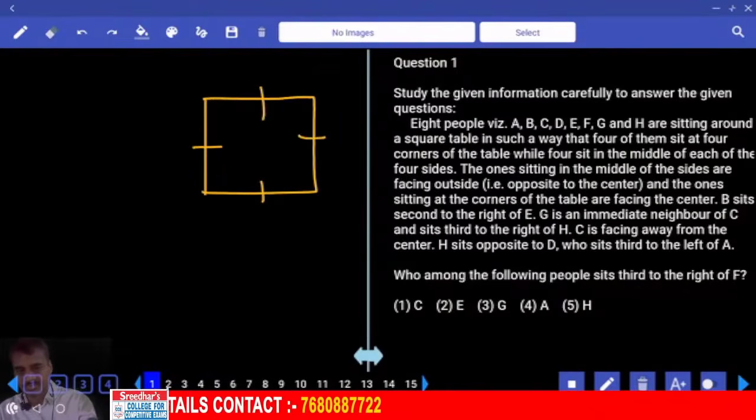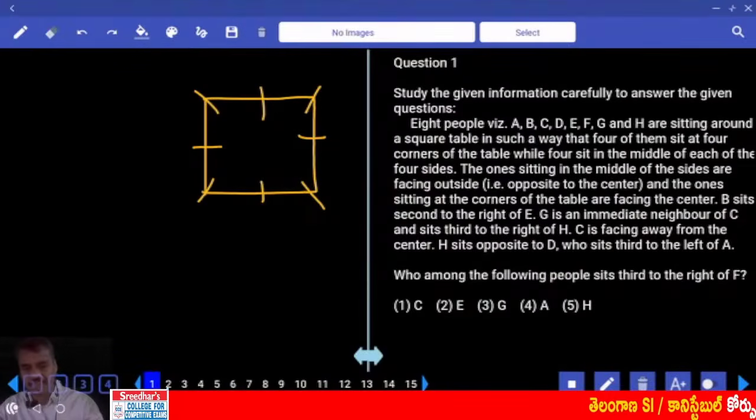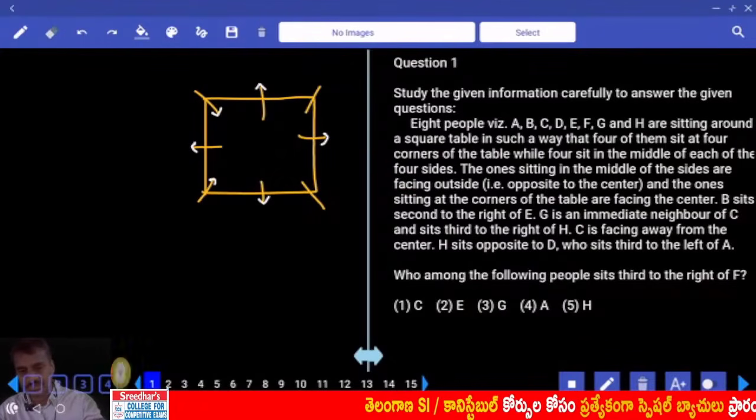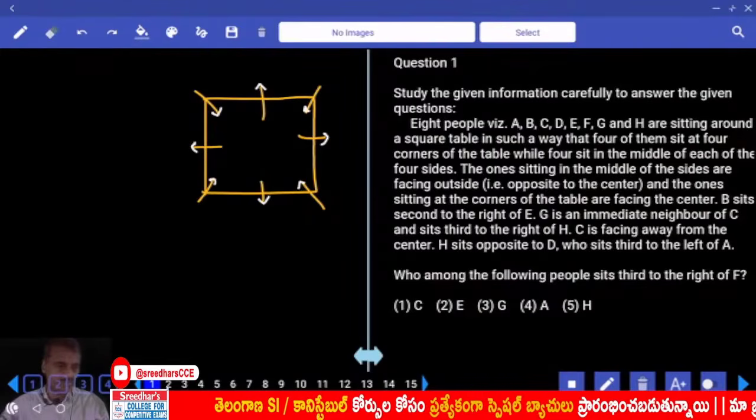Now, these are the 4 persons at the centers and 4 at the corners. The ones sitting at the middle of the sides are facing away from the center, and the persons at the corners are facing towards the center. That is the information. Then from here onwards.